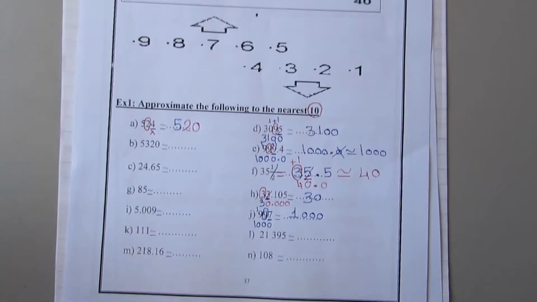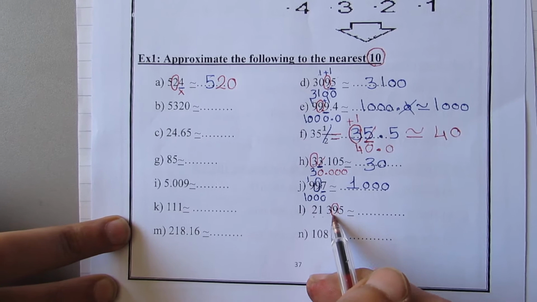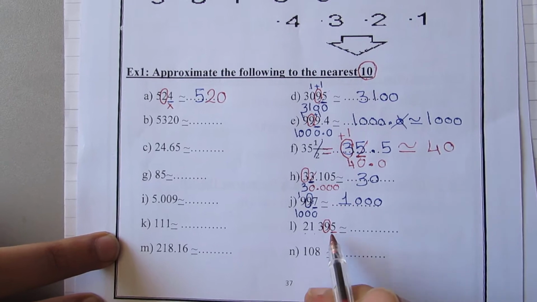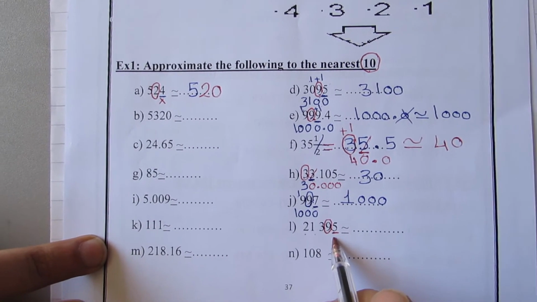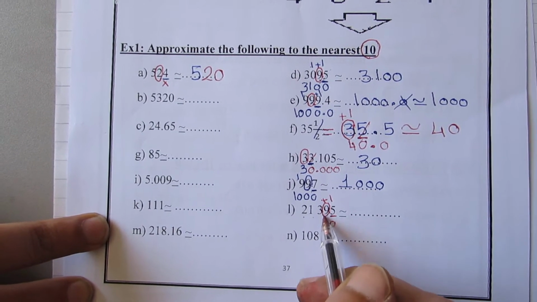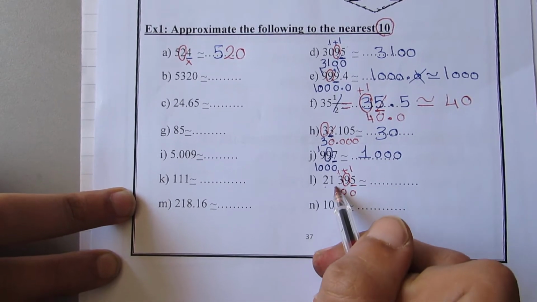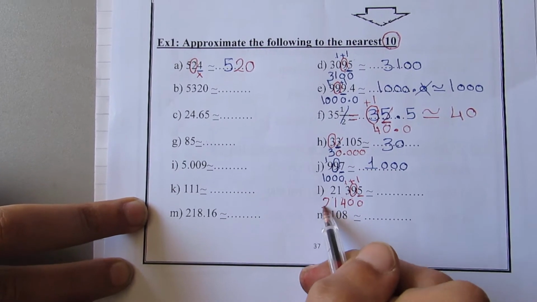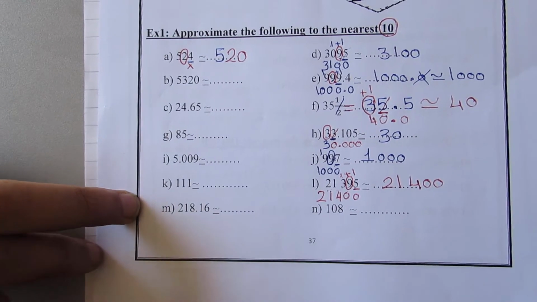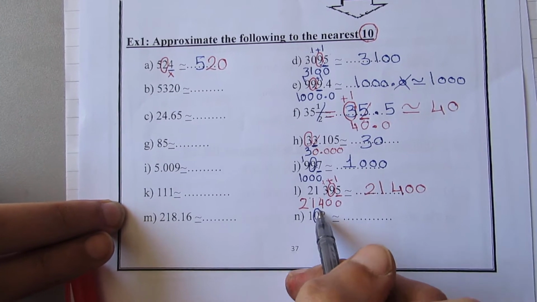Here we have 21,395, so the 10 digit is 9, and the following digit is 5. As you know, 5 is, yes, that's correct, a strong number, so this 5 is gonna turn into 0 and increase the 9 by 1. 9 plus 1 equals 10, so we're gonna put 0 and carry up 1. 1 and 3 equal 4, and we have 1 and 2. So our answer is 21,400.